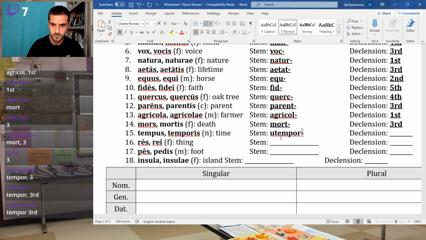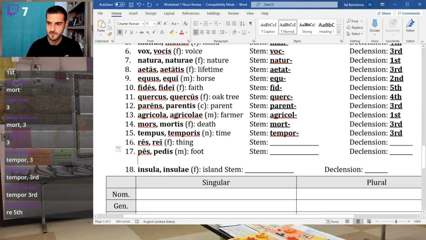Oop, that's a typo. Hello. Tempor. No, just tempor. And it is in the third declension. Phenomenal. Oh, that should have been there. A couple more.